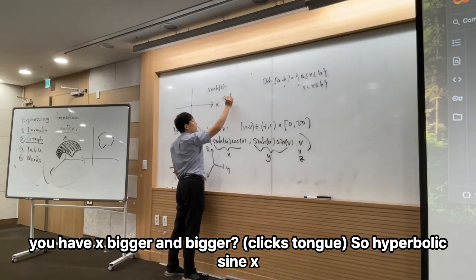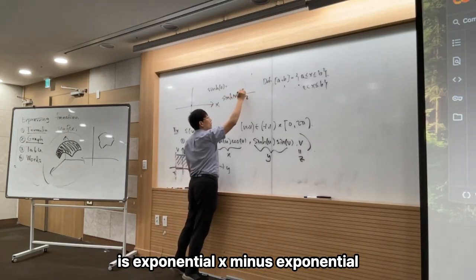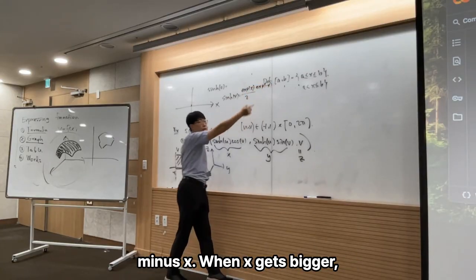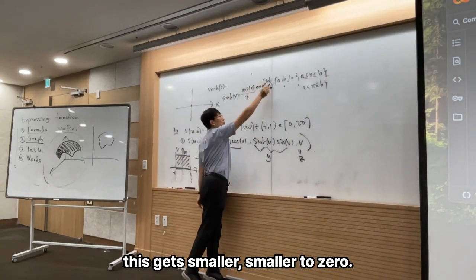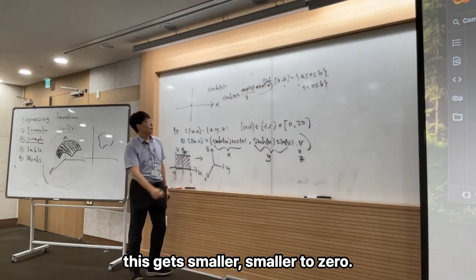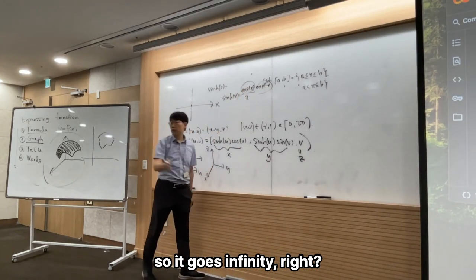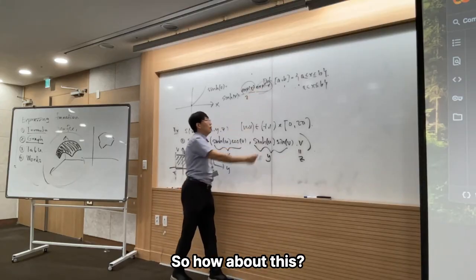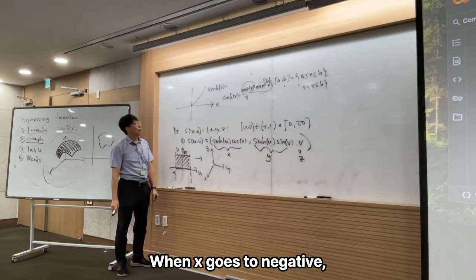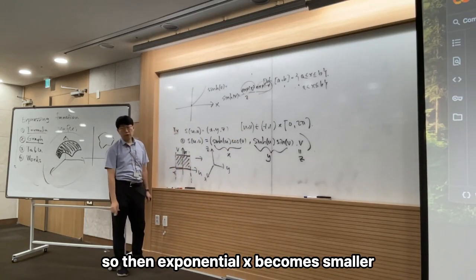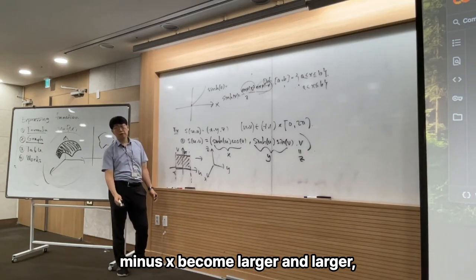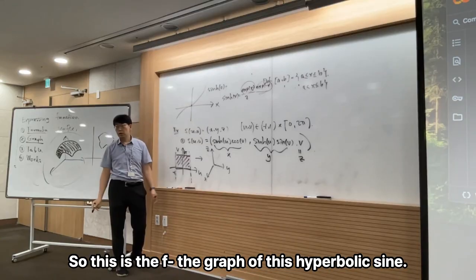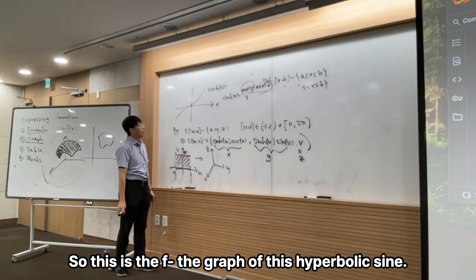So hyperbolic sine x is exponential x minus exponential minus x. When x gets bigger, this gets smaller to 0. This gets larger and larger, so it goes to infinity, right? So how about this? When x goes to negative, exponential x becomes smaller and smaller, and exponential minus x becomes larger and larger, but it has a negative sign, so it goes to negative infinity, right? So this is the graph of the hyperbolic sine.